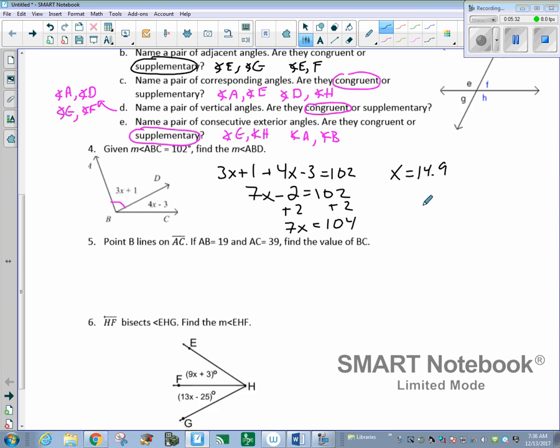All right, and so if that's the case, if I'm trying to find angle ABD here, I'm going to put that number in for my x and solve it. And I'm just making sure that my signs are correct here. And so that would be 3 times 14.9 plus 1. And when I do that, I get a total of 45.6. All right, and that is the measure of angle ABD.